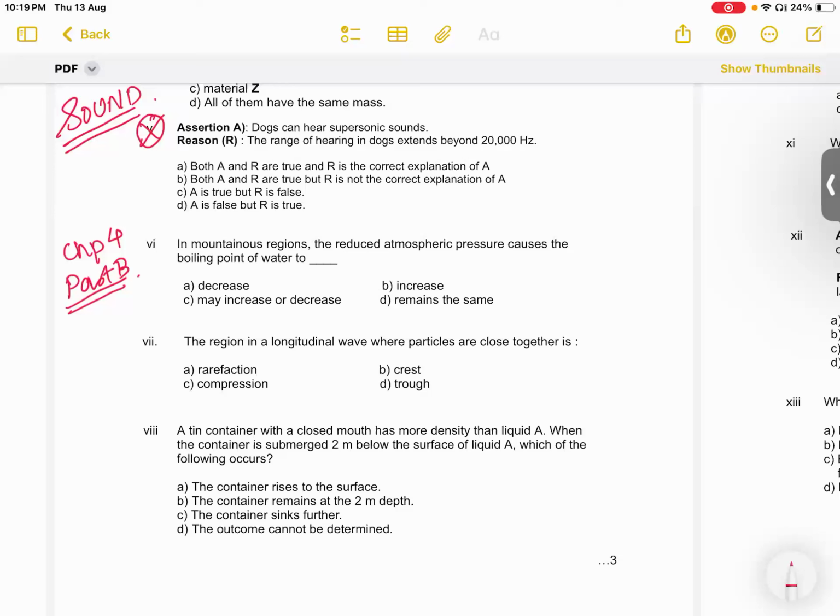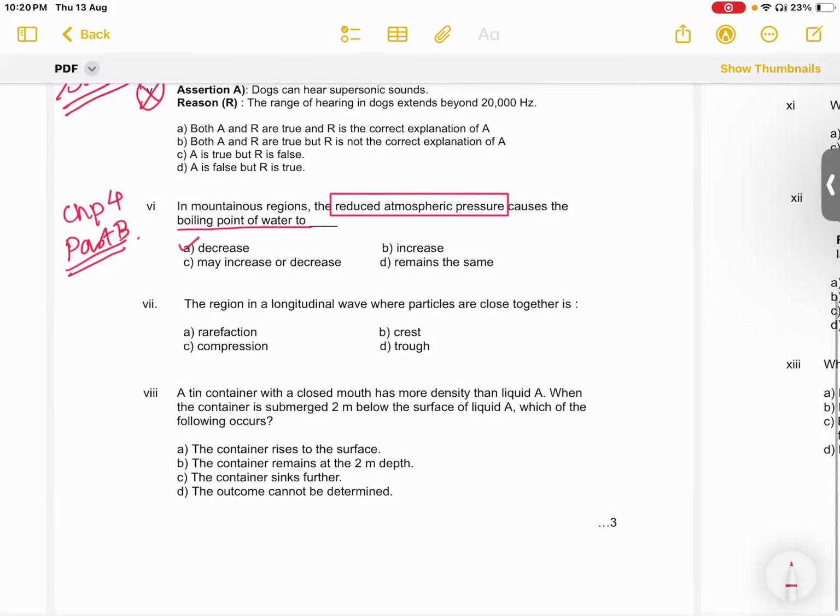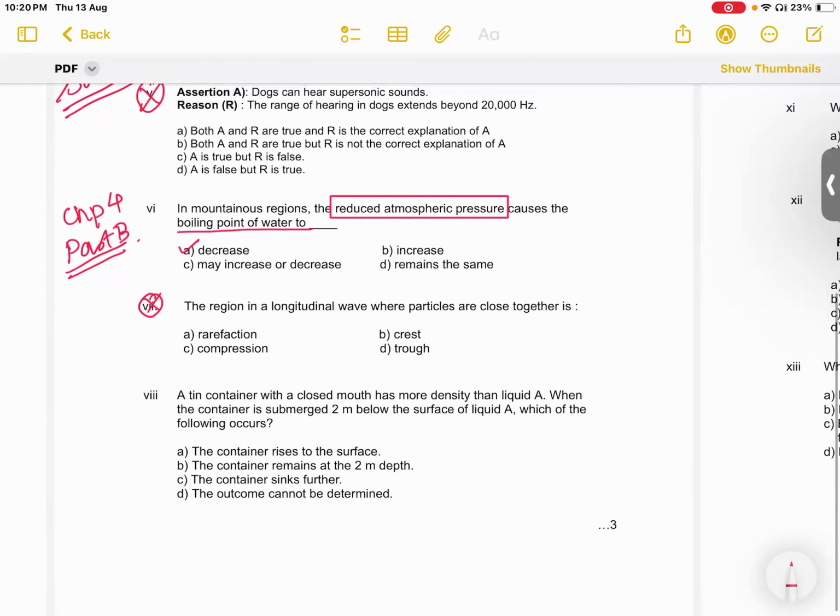As we know, the new textbook has certain modifications, guys. In the new textbook we don't have this concept, but still I'll tell you the answer. The answer for this question is that it decreases, because when there is a reduction in the atmospheric pressure, students, the boiling point of the water also reduces. This happens in the mountainous region. Next, students, again this is not there, it is from sound, so we don't have to touch it.